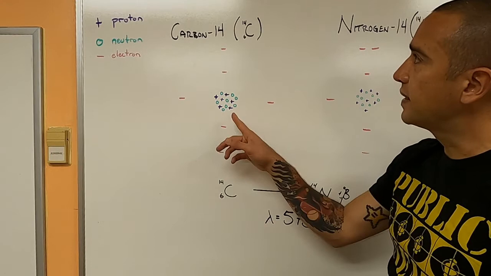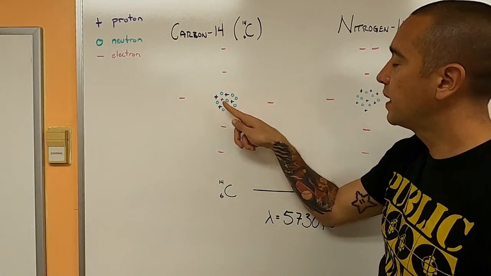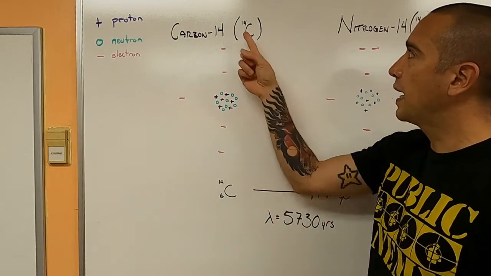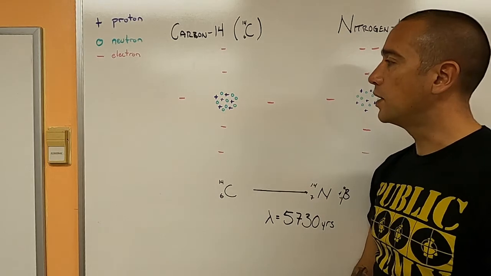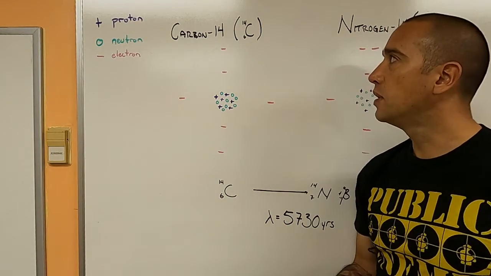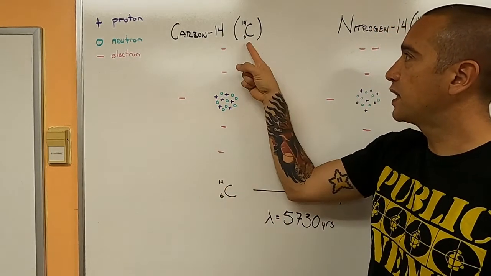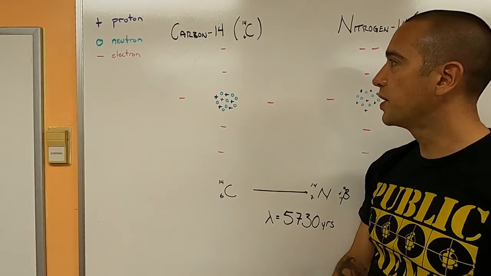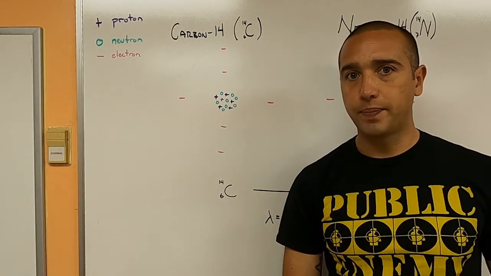And so you can see that carbon-14 has 6 protons in its nucleus, and because there are 14 total things in the nucleus, there would be 8 neutrons. Now I'm drawing a neutral version of carbon-14, and because there are 6 protons that are positively charged, there need to be 6 electrons as well.